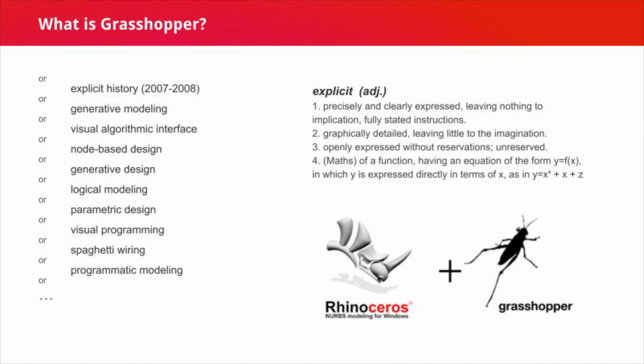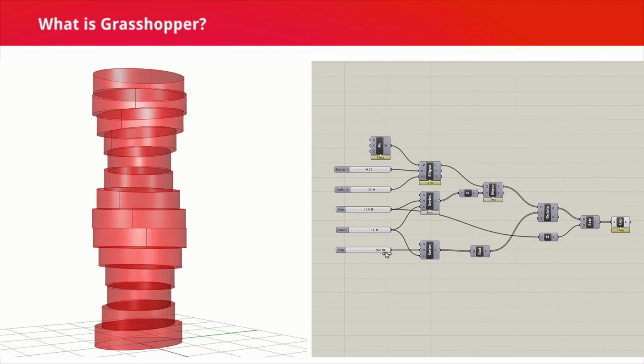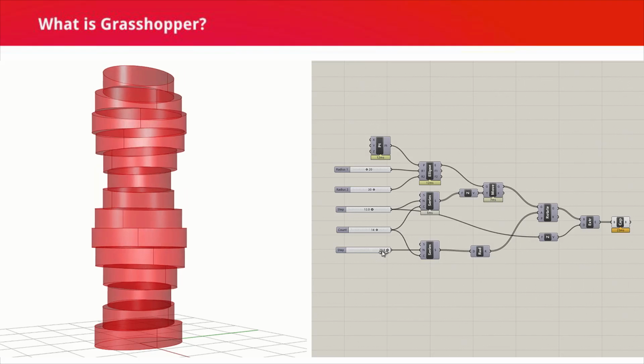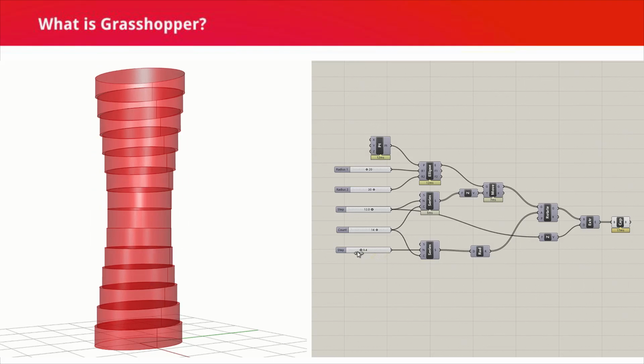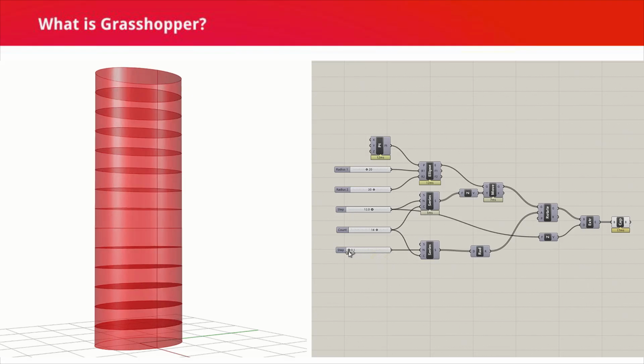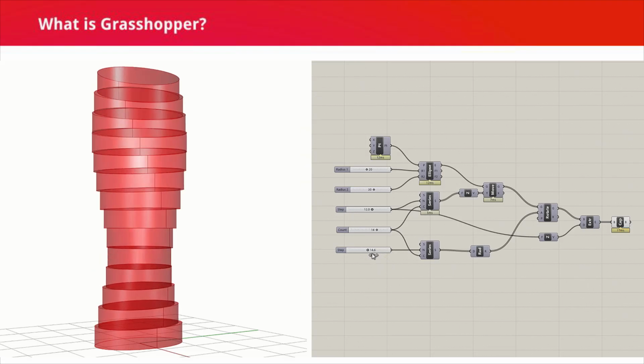It says that in mathematics, an explicit function has the form y equals f of x, where y is expressed directly in terms of x. So that's pretty much Grasshopper, where your input geometry is expressed directly in terms of your input parameter. So if you change x, y updates. That is the entire paradigm.